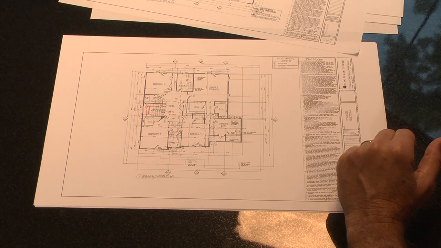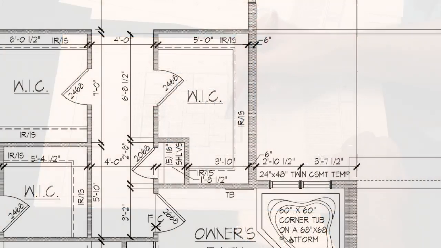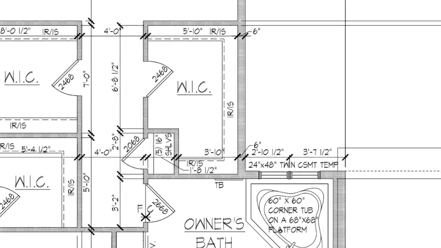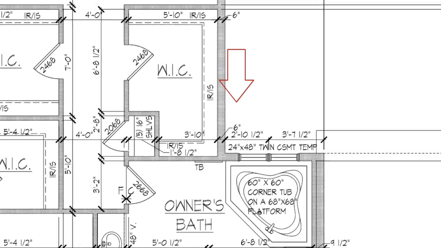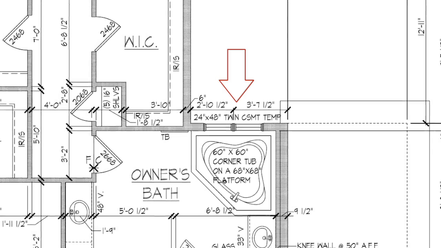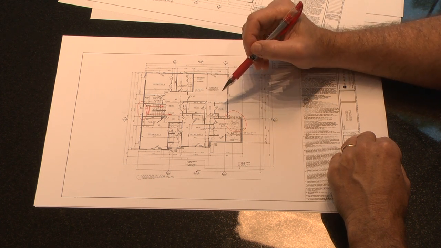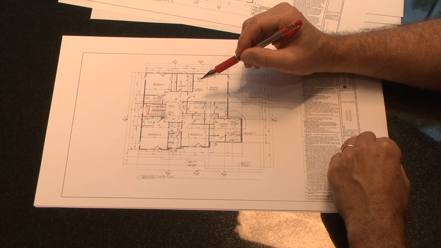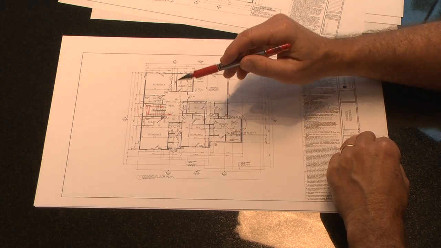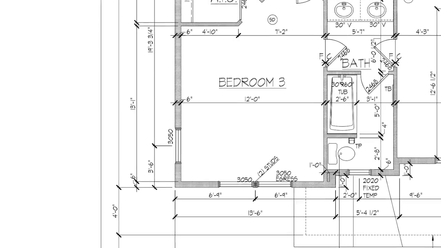The only thing to really discuss on the second floor are two things. One, again, over the bathtub, you will notice casement windows. And again, in this plan, it says 24 by 48 twin, meaning 2 casement windows. On the first floor, typically we do 3060 windows. On the second floor, we typically do 3050 windows.